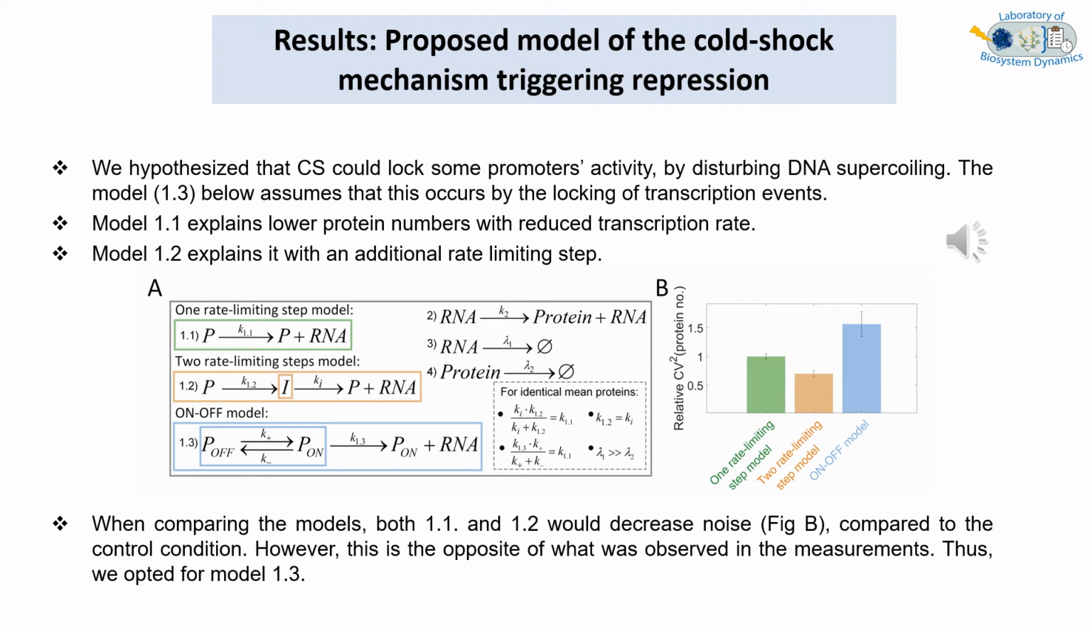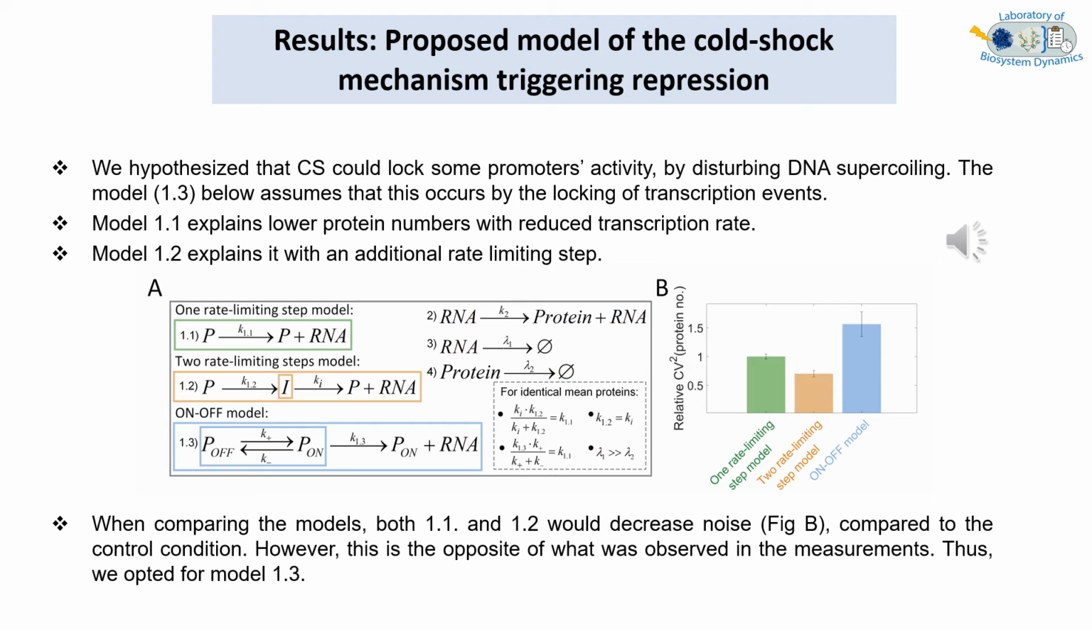A third model, which was considered in other conditions, is a so-called on-off model. There, the promoter is not always available for transcription. It can actually become locked. It jumps between on and off states, and only when it's on does RNA production occur, similarly to what would occur in the one rate limiting step model.